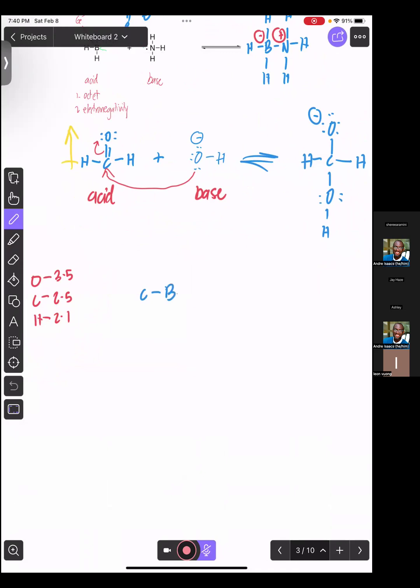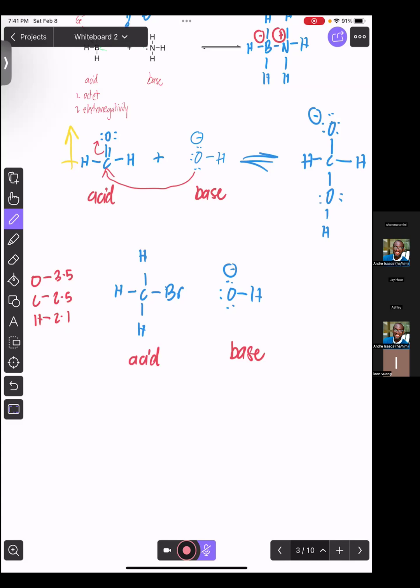So here we have, and we're going to do the same, base. This is our acid. Once again, our base. Oops, that's definitely not an acid. And that means this would have to be our acid based on this definition, okay? So which atom is going to accept the electrons?